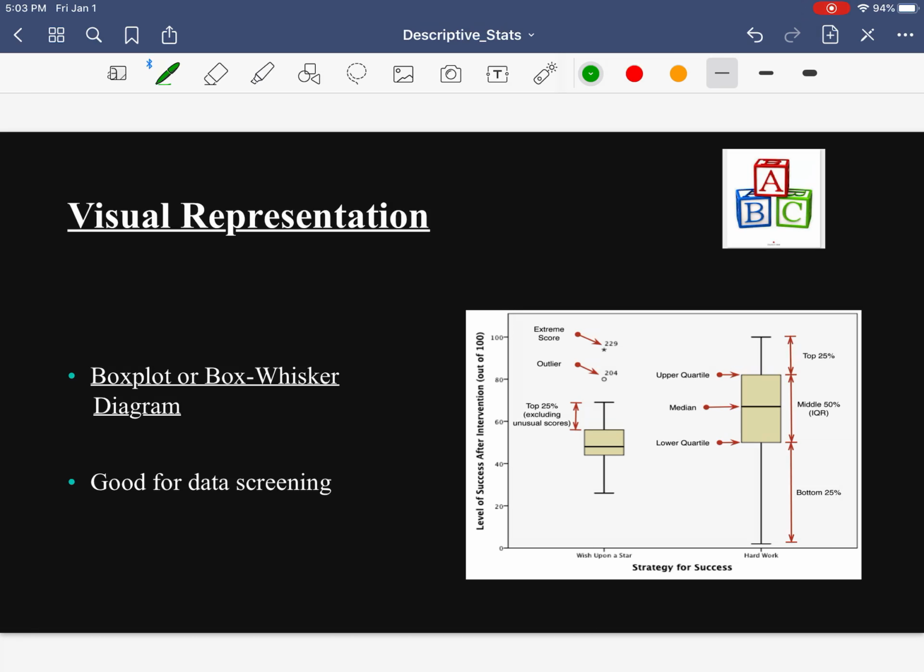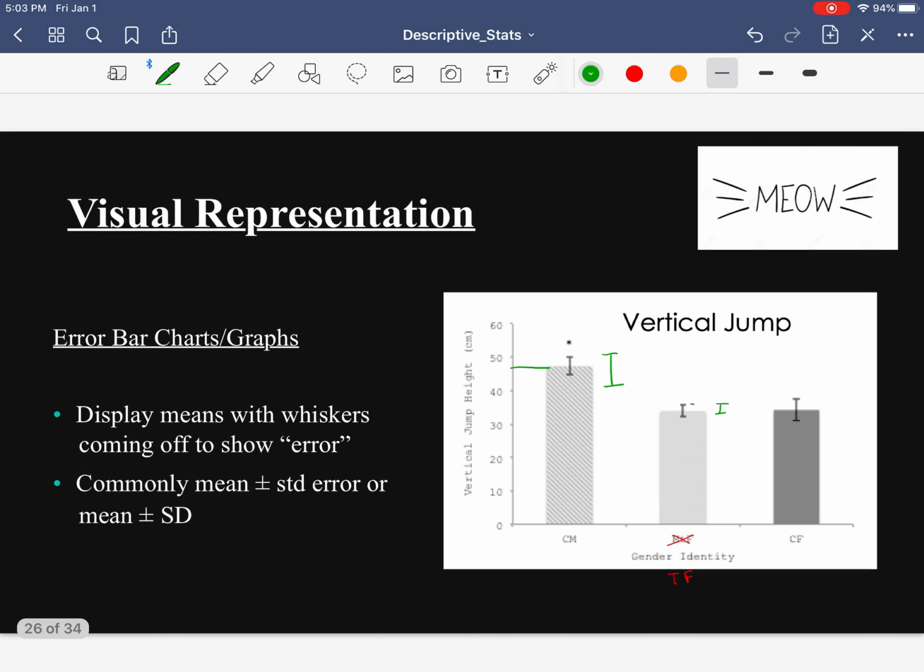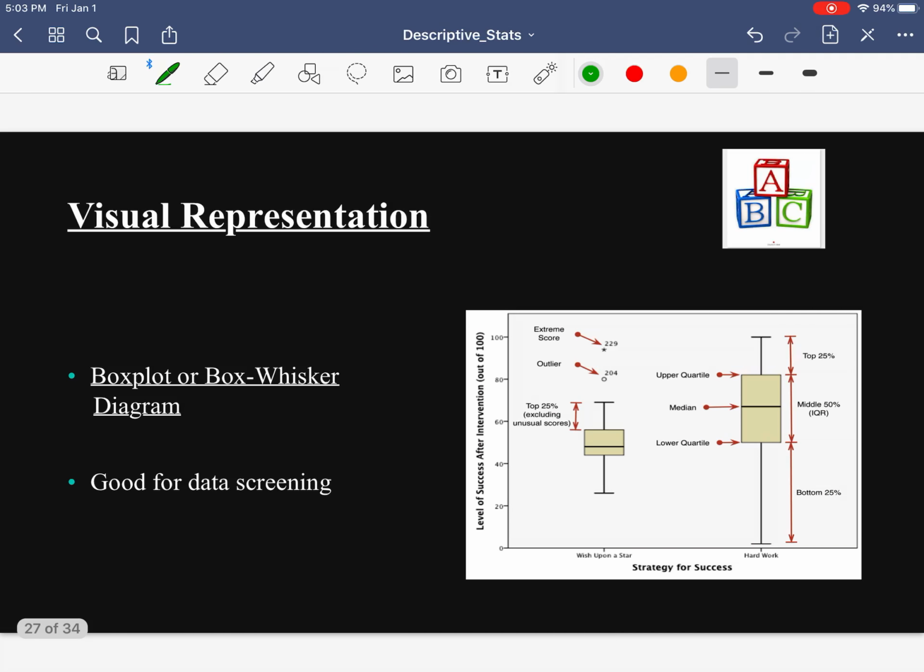You may also use box plots, or sometimes called a box whisker diagram. This is a nice diagram explaining it. This is something that you would use for data screening. You would not use it in your report. I would only use this as a way to better understand my data and screen it further if needed.